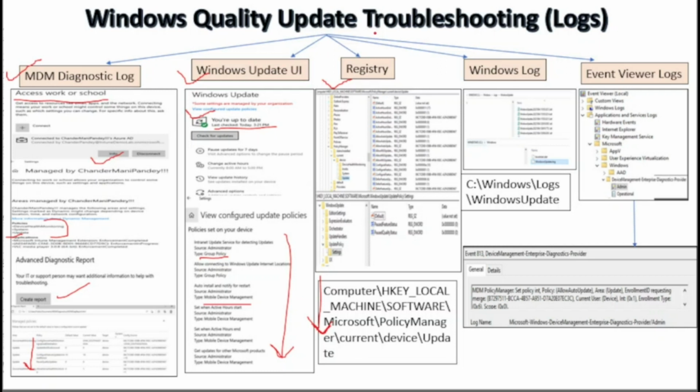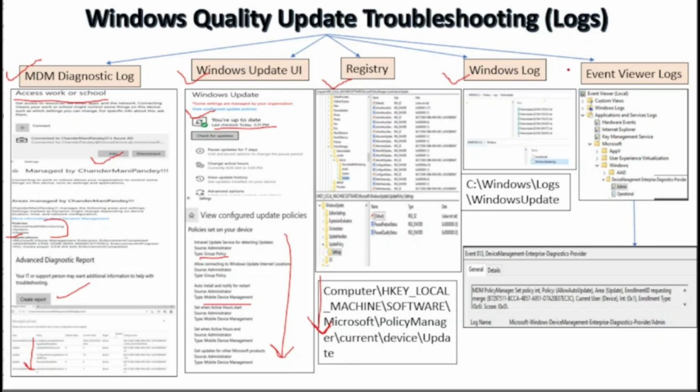Now the fourth location is the Windows Update log, which is very helpful to find the root cause of Windows Update failures. And to access the log, we have to run a PowerShell command called Get-WindowsUpdateLog. This will generate a log on the desktop.